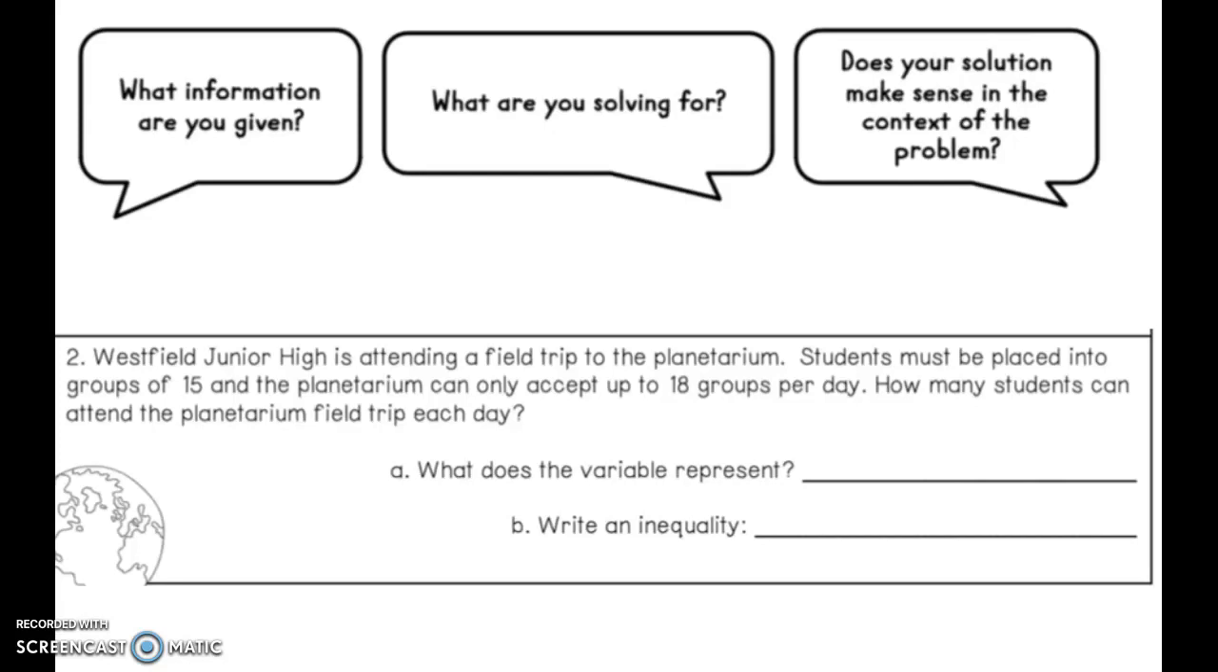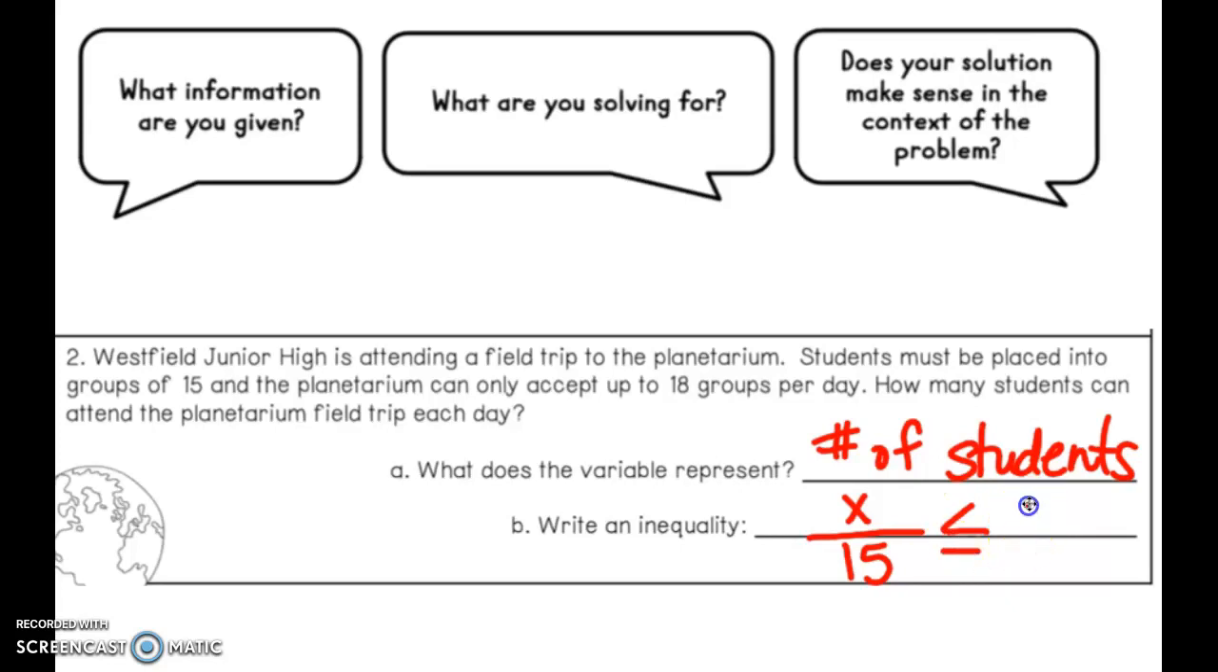So we can have 18 groups and 15 in each group. So our variable is the number of students that we can have. We have to divide them into groups of 15, okay? And this number here has to be less than or equal to 18 groups. So if you had 30 kids, 30 divided by 15 is 2 groups. 2 groups are less than or equal. So any number here, up to 18. So that does make sense.